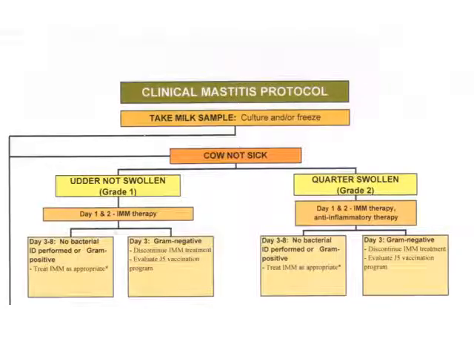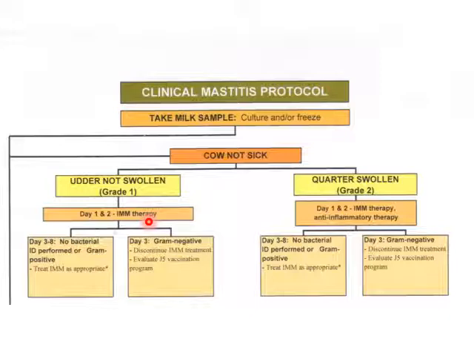So we have a clinical mastitis protocol. If we see something that is clinical, it's showing either as a one, abnormal milk, or a two, abnormal milk with an affected udder. So the animal is not yet sick. On the flow chart, we're coming down here. We've got a one versus a two. The recommendation for day one and day two is intramammary therapy. So that is one option that we might approach.